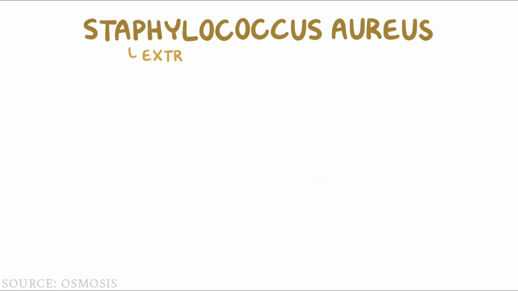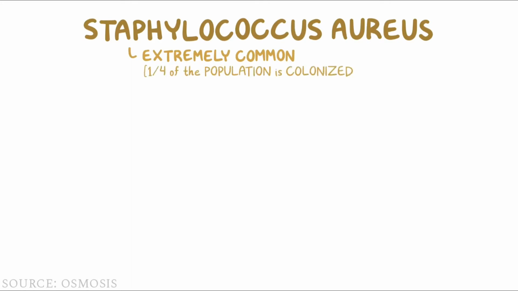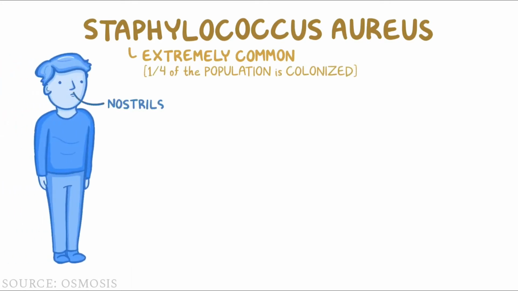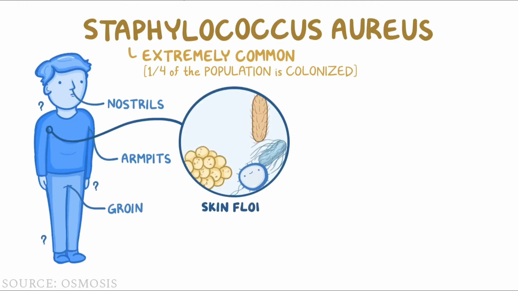Staph aureus is extremely common, and about a quarter of the population is colonized by it, usually in their nostrils, groin, armpits, and other parts of their skin. But most of the time, it's a normal part of our skin flora, and doesn't cause trouble.